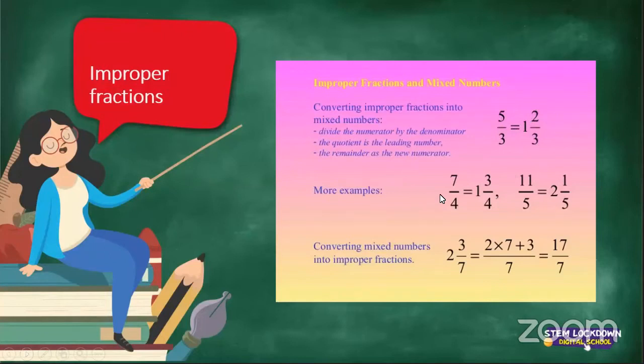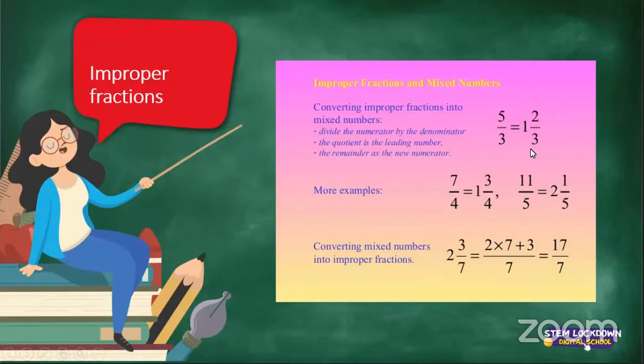All right, here are some more examples. We have 7 over 4. We ask ourselves, how many times does 4 go into 7? Once. And what is the remainder? It is 3. So we write 3 as the numerator and we keep 4 as the denominator.